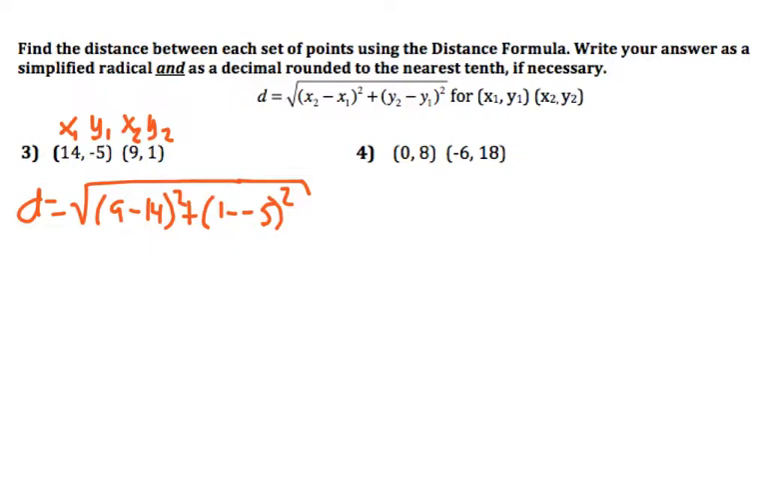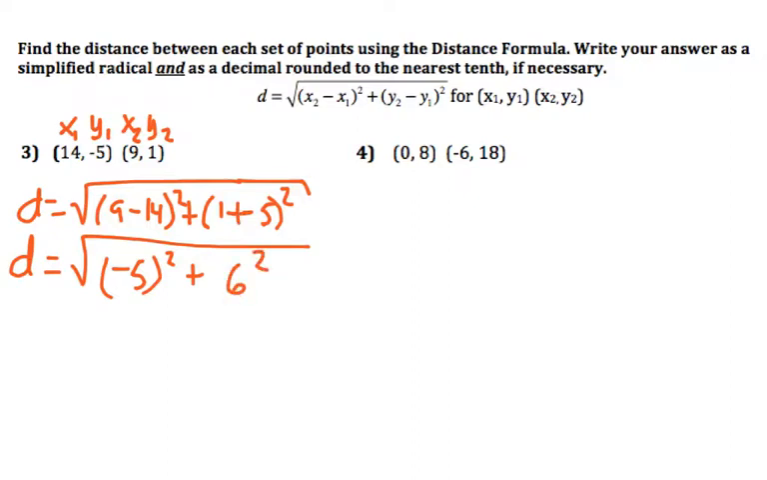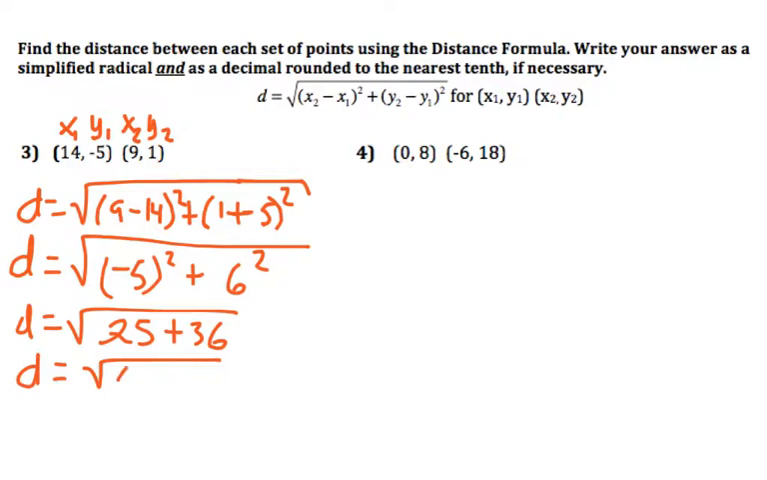Okay, so we're going to simplify this. Our distance is equal to the square root of 9 minus 14, which is negative 5, squared, plus 1 minus negative 5, which is 1 plus 5, or 6, squared. So again, simplifying that, we get the square root of 25 plus 36, which is the square root of 61.